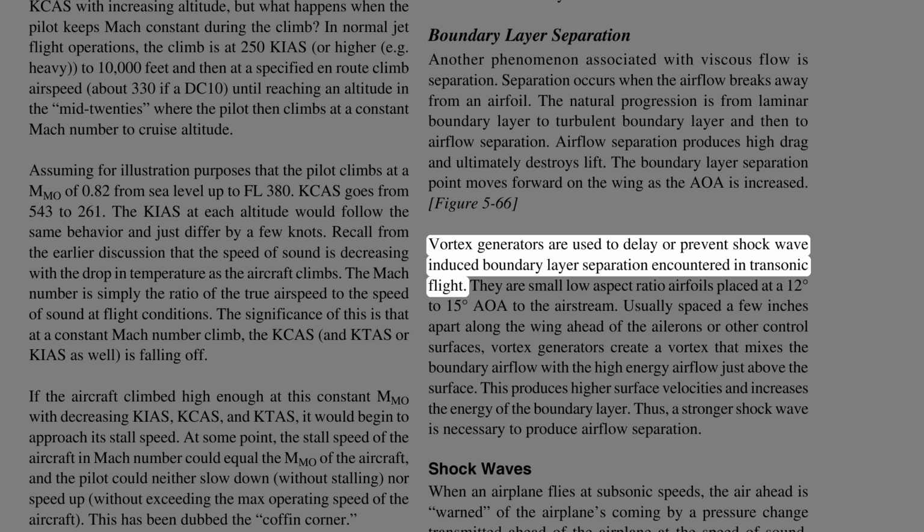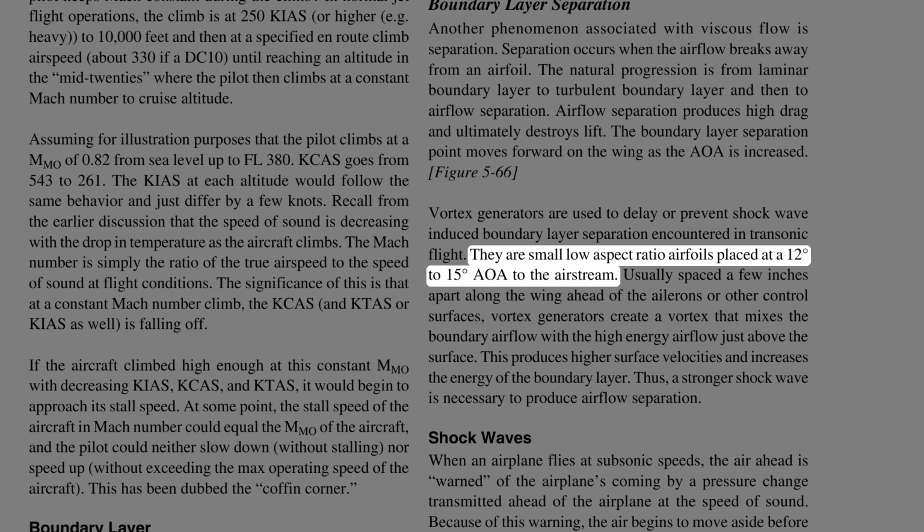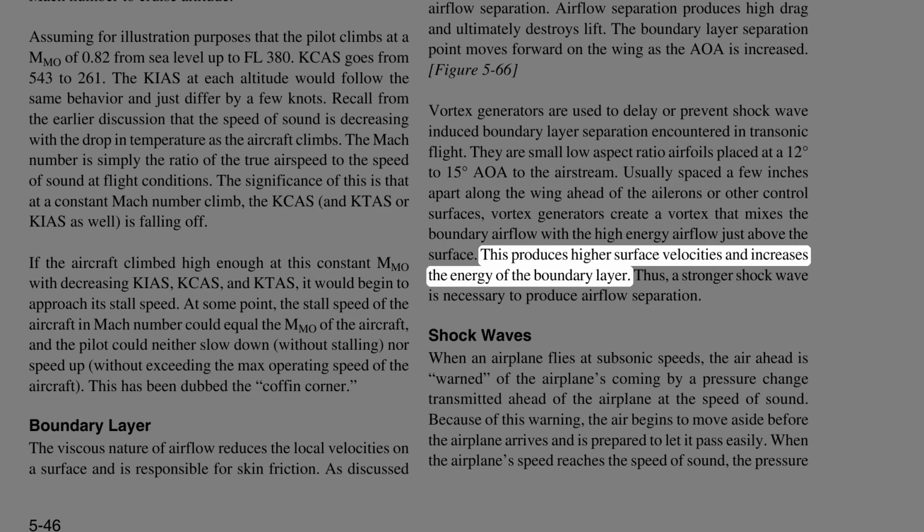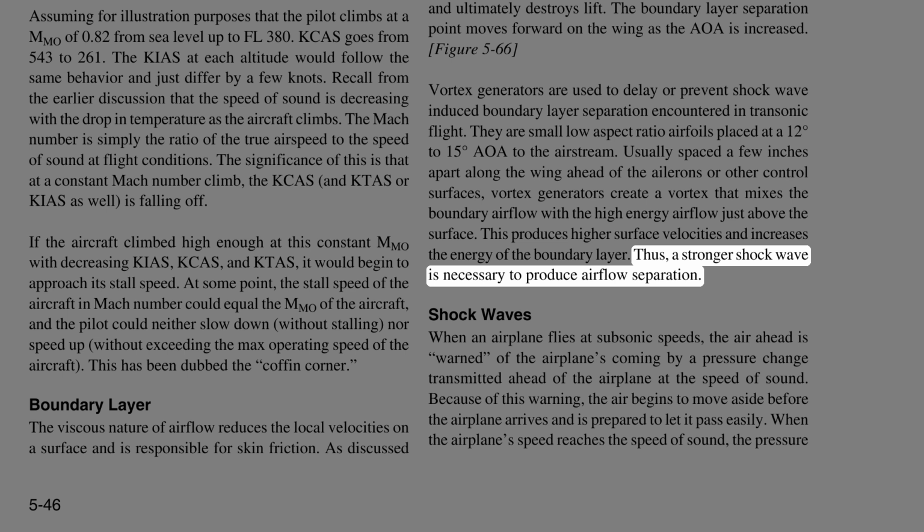Vortex generators are used to delay or prevent shock-wave-induced boundary layer separation encountered in transonic flight. They are small low aspect ratio airfoils placed at a 12 degrees to 15 degrees AOA to the airstream. Usually spaced a few inches apart along the wing ahead of the ailerons or other control surfaces, vortex generators create a vortex that mixes the boundary airflow with the high-energy airflow just above the surface. This produces higher surface velocities and increases the energy of the boundary layer. Thus, a stronger shock wave is necessary to produce airflow separation.